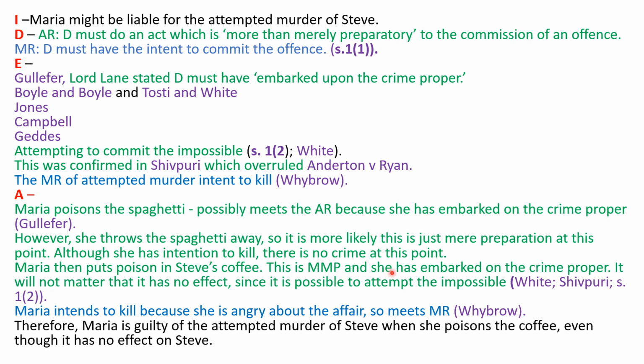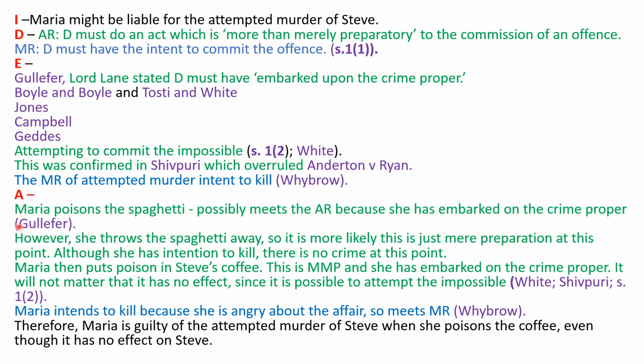She's clearly embarked on the crime proper, she's put it in the coffee, and this time she's given it to Steve. Now it doesn't matter that the poison has no effect on Steve because we can apply section 1.2 that it's possible to attempt the impossible. So we can use White, Shivpuri and Section 1.2 to back us up and say, even though she's attempting the impossible, that's still going to be sufficient for this offence.